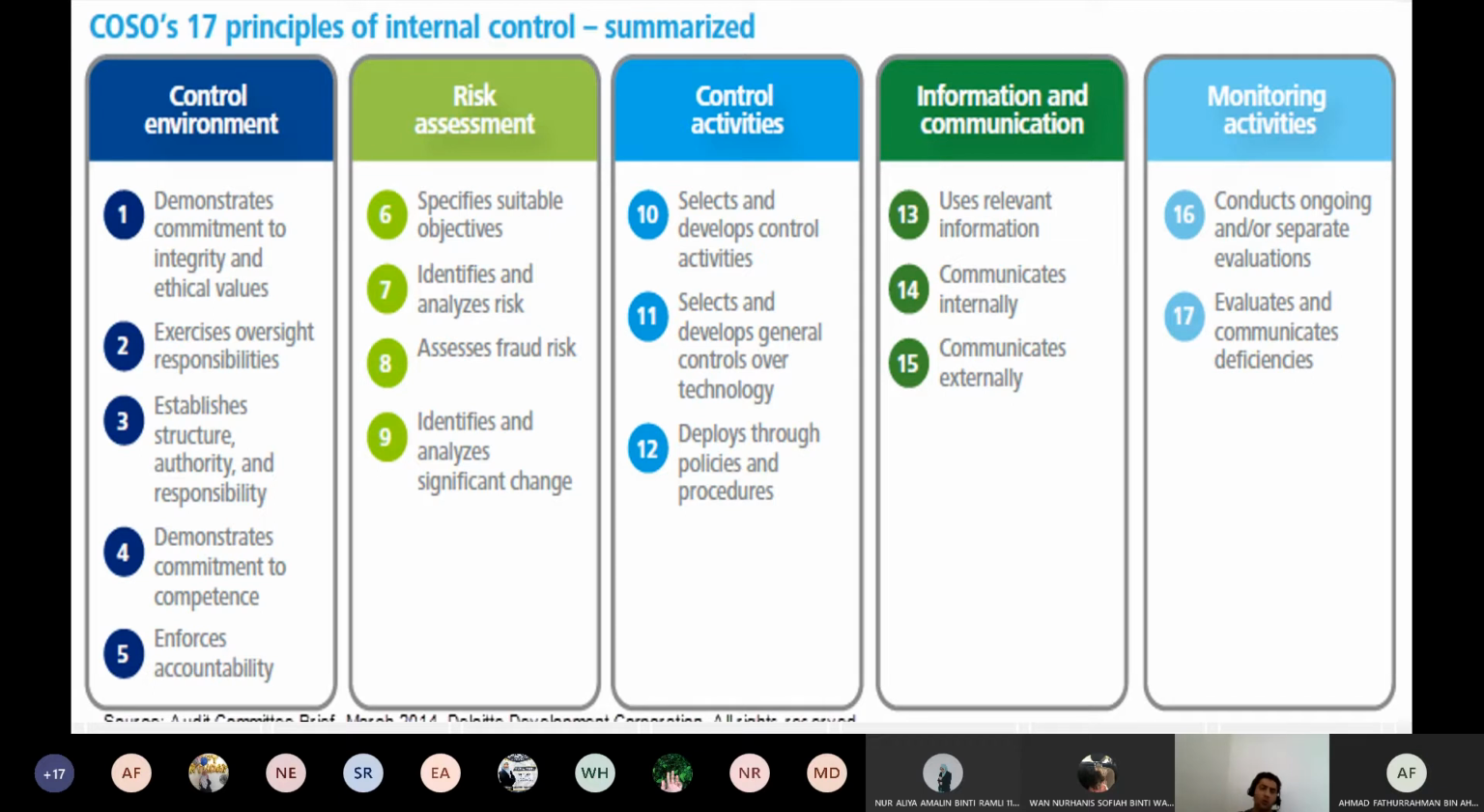Okay, so this is a kind of summary of the 17 principles of internal control based on COSO. For the control environment, we have five principles. The first one is demonstrates commitment to integrity and ethical values. Number 2, exercises oversight responsibility. Number 3, establishes structure, authority, and responsibility. Number 4 is demonstrates commitment to competence, and then enforces personal accountability.